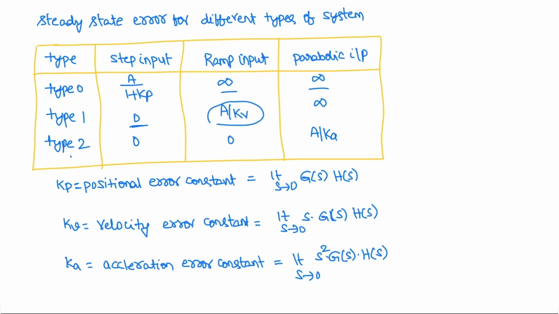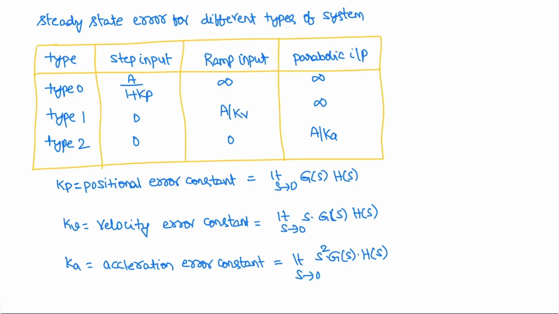So positional error constant is limit s tends to 0 s into g of s. Velocity error constant is limit s tends to 0 s into g of s h of s. Ka is acceleration error constant, so its value is limit s tends to 0 s square g of s into h of s.